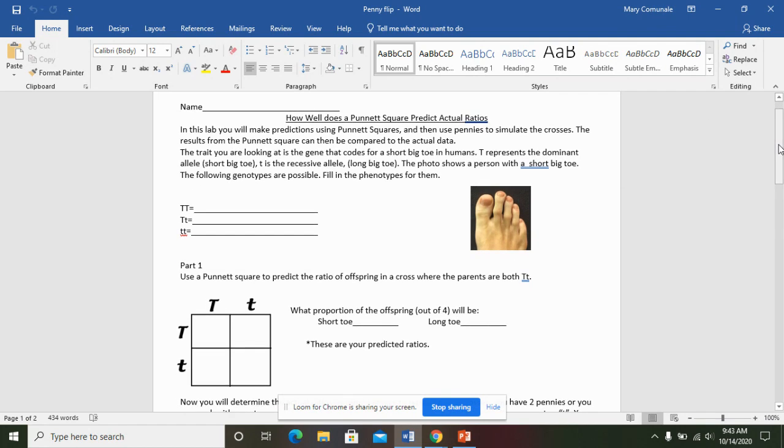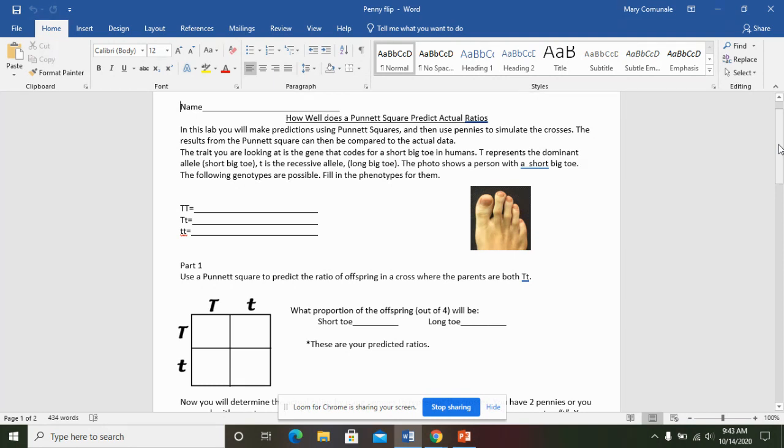So in this lab, you're going to be making predictions using Punnett squares and then use pennies or any coin to simulate the crosses. The results from the Punnett square can then be compared to the actual data. The trait you are looking at is the gene that codes for short big toes in humans. Capital T is going to represent the dominant allele for a short big toe, which sounds really confusing, right? Why would a capital T be a short big toe? And a lowercase t is going to be for a long big toe.